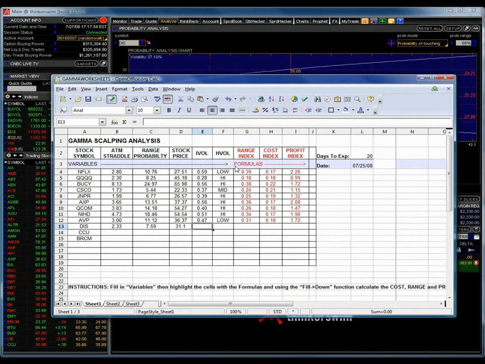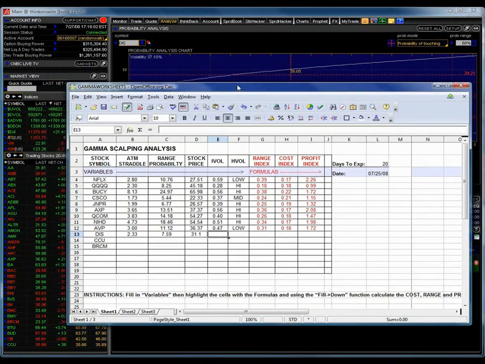Using a spreadsheet like this will help us become a little bit more objective and keep us out of trouble when we're doing gamma scalping. The implied volatility for the stock is 37.1%, and we have to calculate that in terms of decimal points, so that is 0.3710.